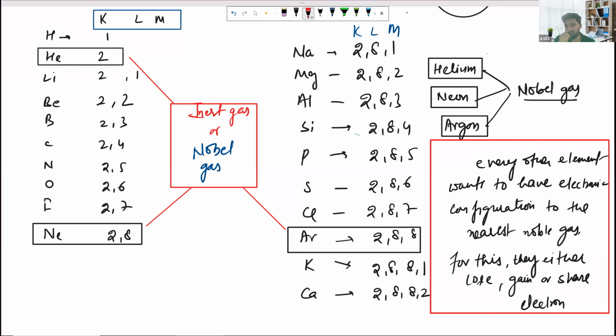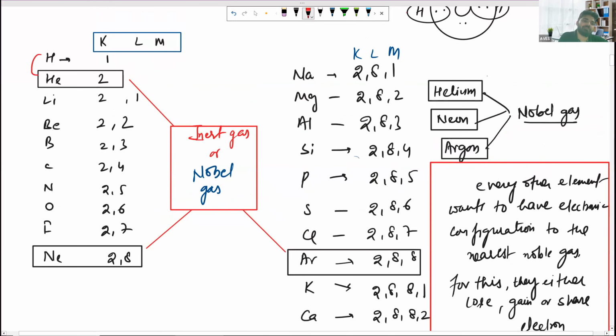Similarly, what is the nearest noble gas to sulfur? Argon. So it will gain 2 electrons. What is the nearest noble gas to nitrogen? Neon. So it will gain 3 electrons. Similarly, hydrogen wants to have the electronic configuration of helium, and oxygen wants to have that of neon.